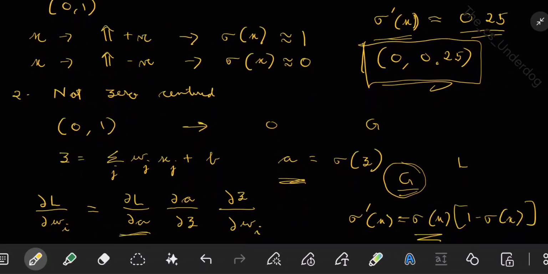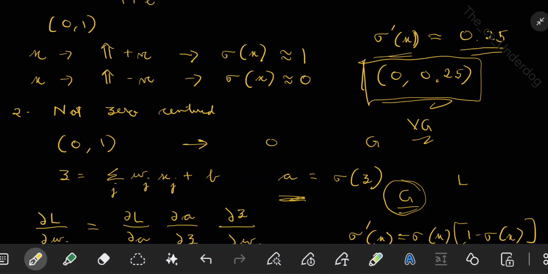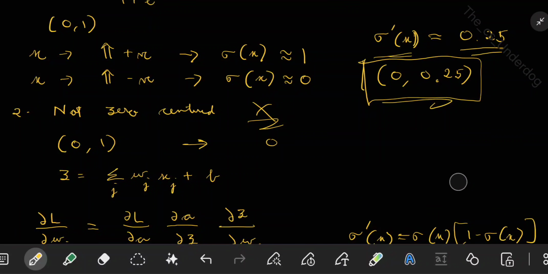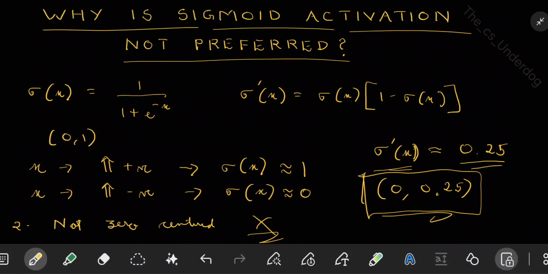Next, these two are the major problems. First, it has the vanishing gradient problem, which we learned initially. Second, it is not zero centered. After this, you can also say another issue with this activation function is saturation for larger inputs. We already understood this point: whenever inputs are larger, it saturates towards 1 and your gradient goes very close to 0. So this is saturation for larger input.